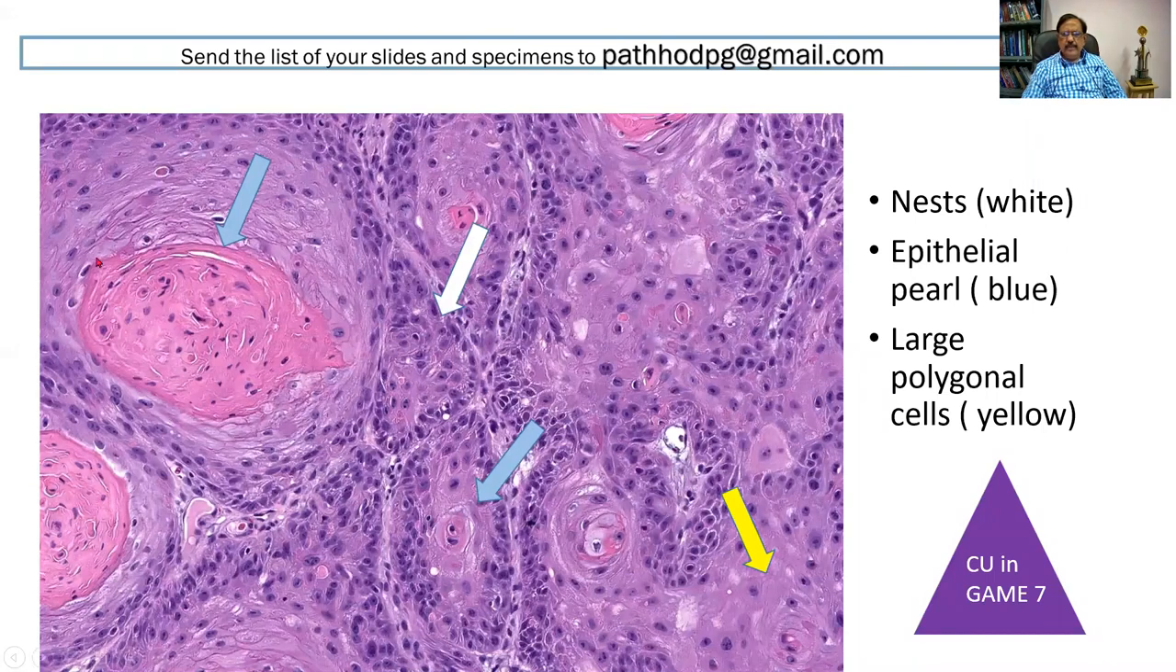And a slide for description. Look at the large nests of these tumor cells. The white arrow is the nest over here, and the blue arrow points out to the epithelial pearl. In the examination, one such focus will be kept, and you can straight away make a diagnosis by means of the epithelial pearls. And here I am finding the yellow one is large polygonal cells. So this is a slide of squamous cell carcinoma. Absolutely no difficulty, and you can even answer it in the examination.